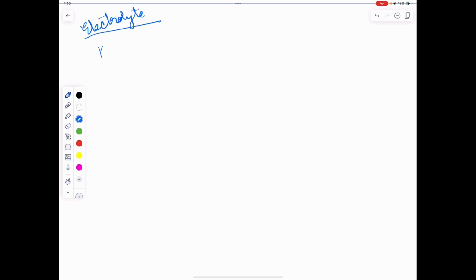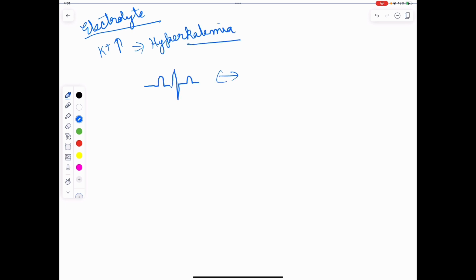Now we move towards the other electrolyte abnormalities that we see. What is this electrolyte abnormality? The first is an increase in potassium, that is, hyperkalemia. What happens in hyperkalemia? Now see if this is the normal. Normally this is P, Q, R, S, T, and this is the normal way. But what will happen is that the P wave will start reducing. Now the QRS can get a little bit prolonged, but there will be the T wave. Now the T wave would be increasing in height.